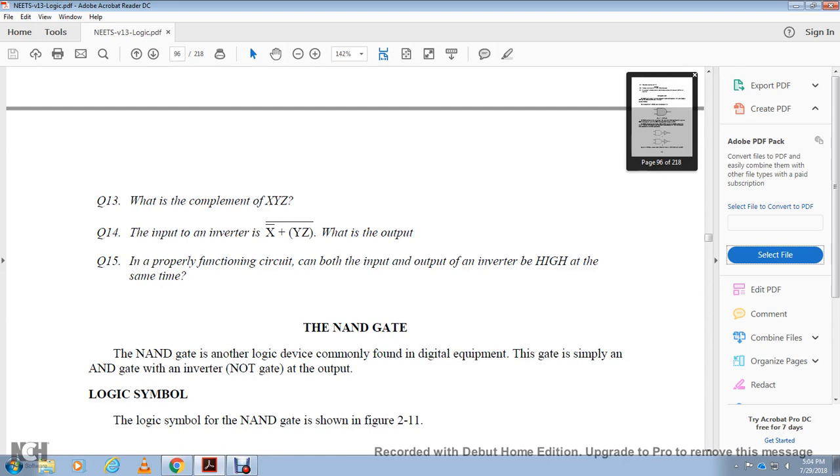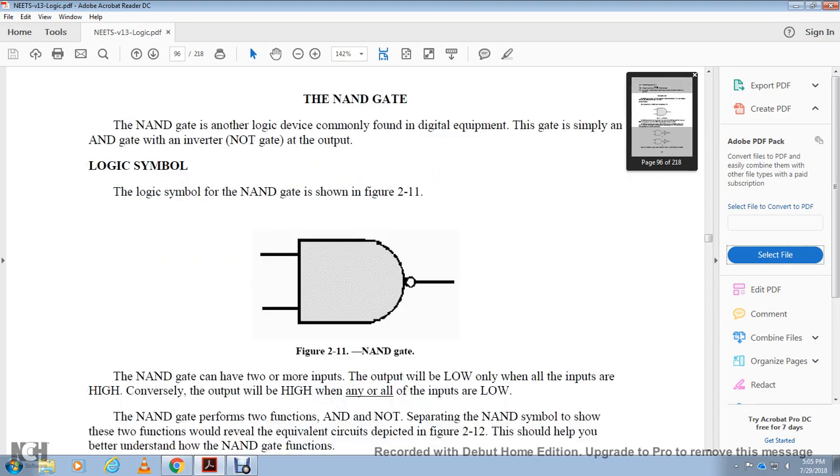All right, the NAND gate. The NAND gate is another logic device commonly found in digital equipment. The gate is essentially as simple as an AND gate with an inverter NOT gate at the output. The NAND gate is shown in figure 211, which shows the NOT and AND gate.